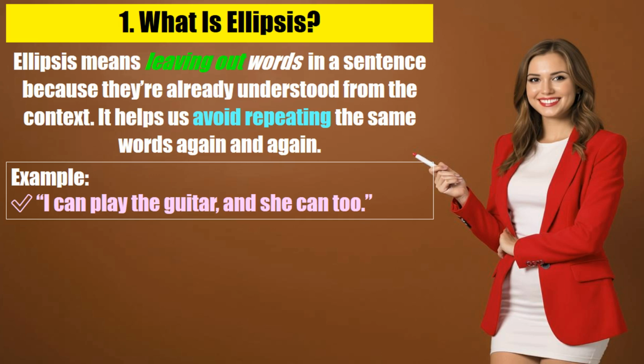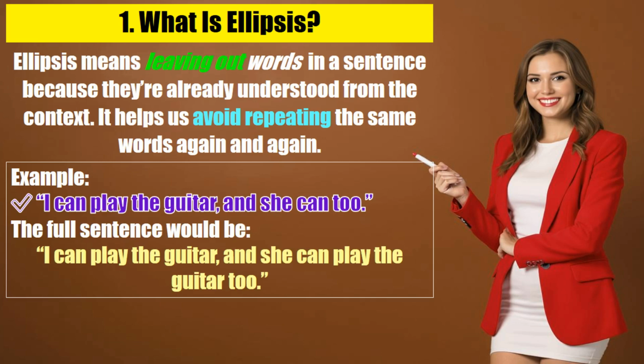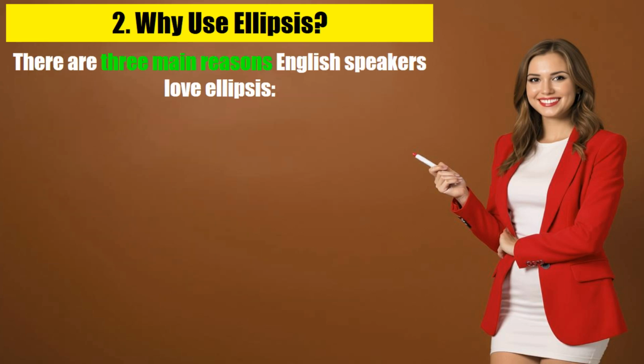Example: I can play the guitar and she can too. The full sentence would be, I can play the guitar and she can play the guitar too. But repeating that is too much. So we just drop the repeated part. That's ellipsis in action.